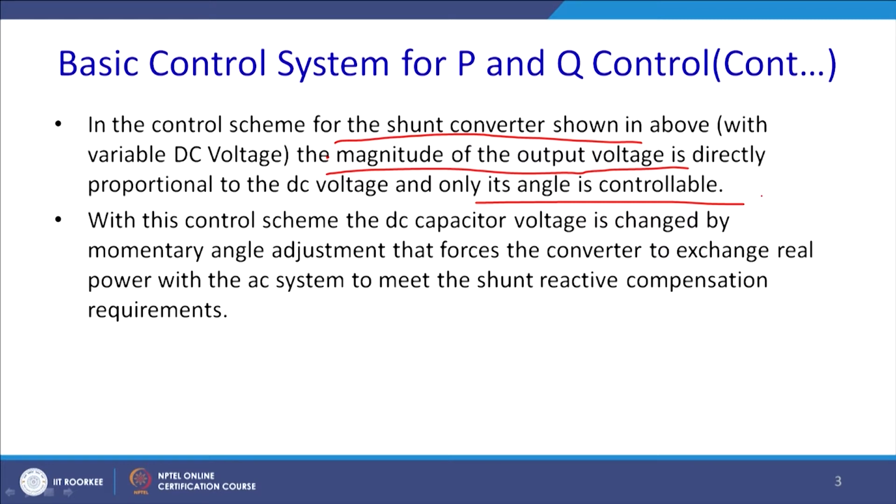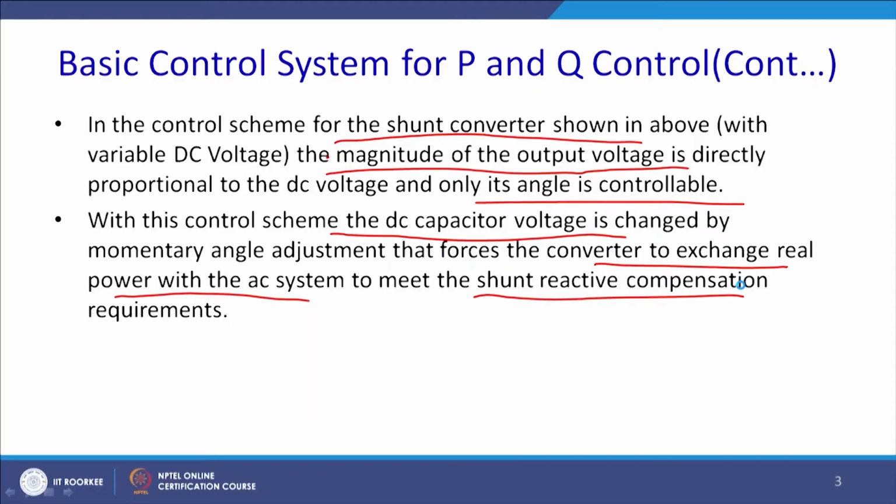With this control scheme, the DC capacitor voltage is changed by momentary angle adjustment, and thus forces the converter to change the real power. So, instead of maintaining the DC bus voltage with a control loop, we basically change the phase angle, and thus we change the power passing through it, the power exchanged with the AC system, to meet the shunt reactive compensation requirement. Now, let us come to the point.